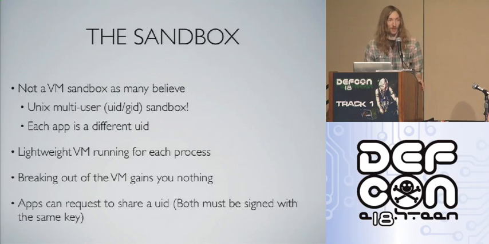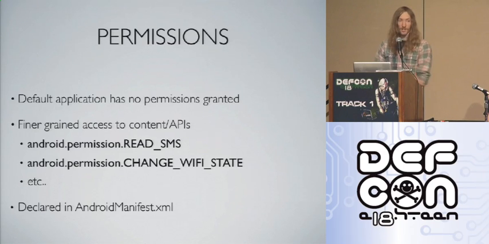Applications can both request to share a UID, so that they're essentially both running as the same user, and then they can share data on the file system and some other things. Both applications need to request that explicitly, and both applications would need to be signed with the same signer key. Permissioning is essentially just a more fine-grained enforcement of access to various protected APIs on the system or content. So any application that wants to be able to access the internet or receive SMS or look at your contacts, they're going to have to request specific permissions to be able to do that. And these are, as I said, declared in the manifest.